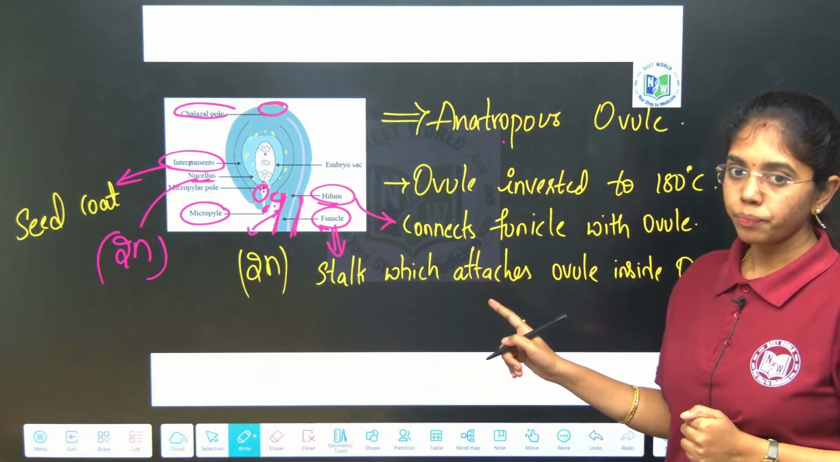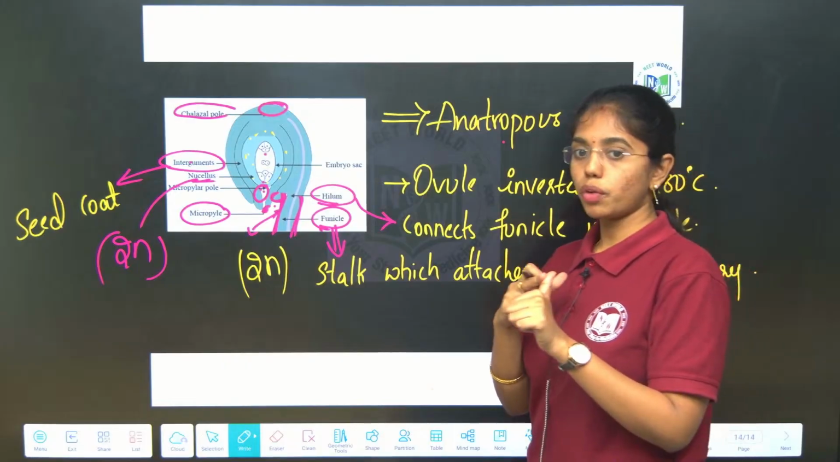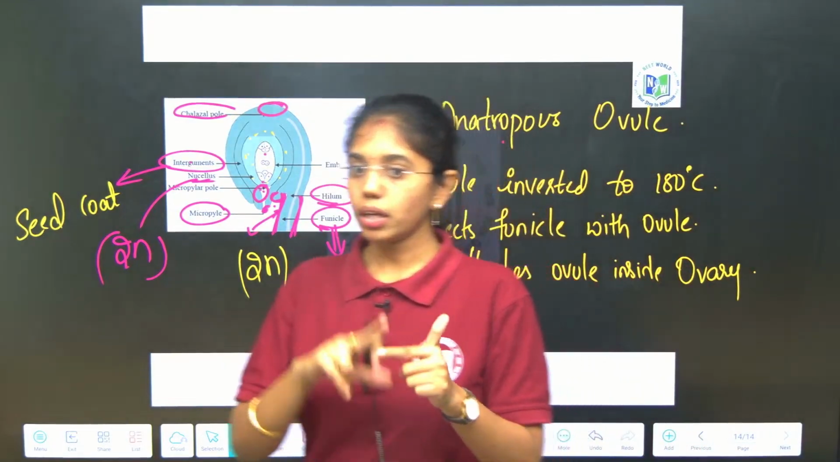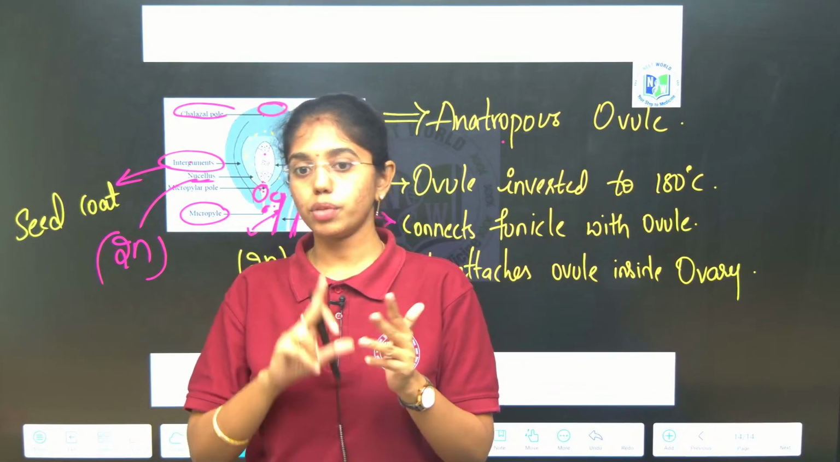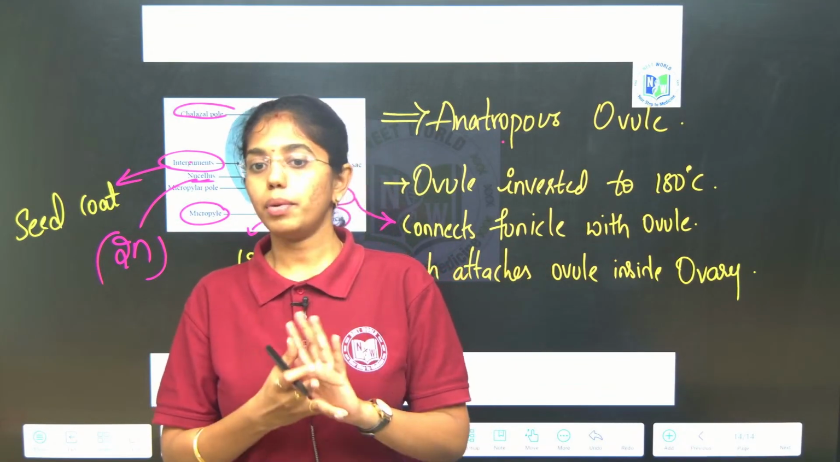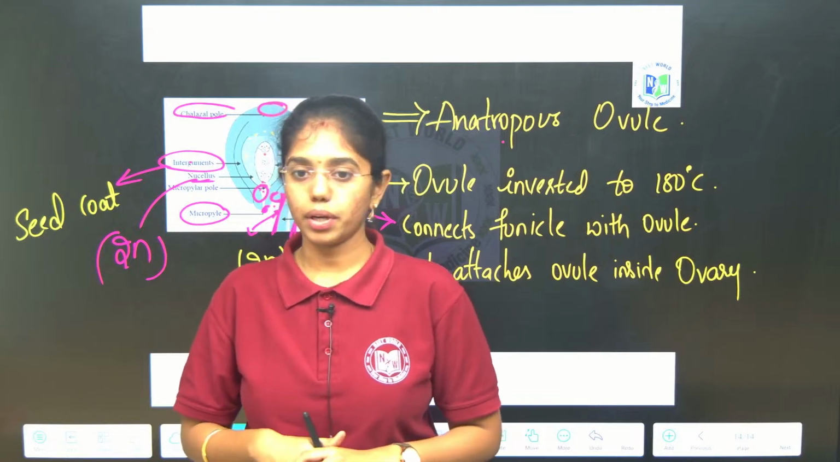Clear everything? Tomorrow we will look into the types of the ovule, female gametophyte, pollination, artificial hybridization, pollen-pistil interaction, double fertilization. These events we will cover in the next class.